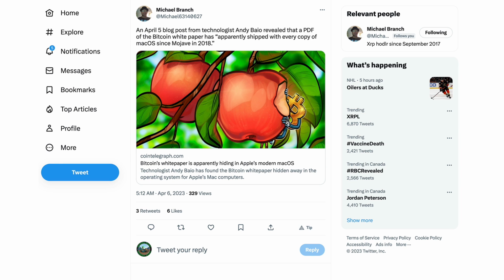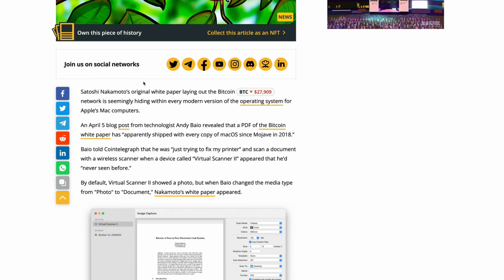Bombshell announcement surrounding Apple and Bitcoin. This one from Michael Branch. You wouldn't think that those two would be connected. I mean, maybe kind of secondarily. But get this, okay, on April 5th, a blog post came out from technologist Andy Baio. He revealed that a PDF of the Bitcoin white paper has apparently shipped with every copy of macOS since Mojave in 2018. What the heck is going on here?